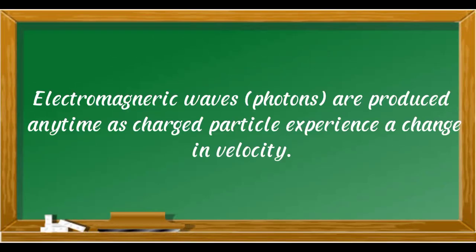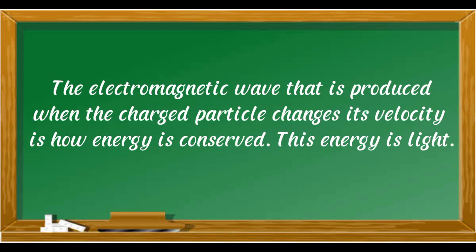Electromagnetic waves, otherwise known as photons, are produced anytime charged particles experience a change in velocity. The electromagnetic wave, otherwise also known as radiation, that is produced when the charged particle changes its velocity is how energy is conserved. This energy is what we call light.